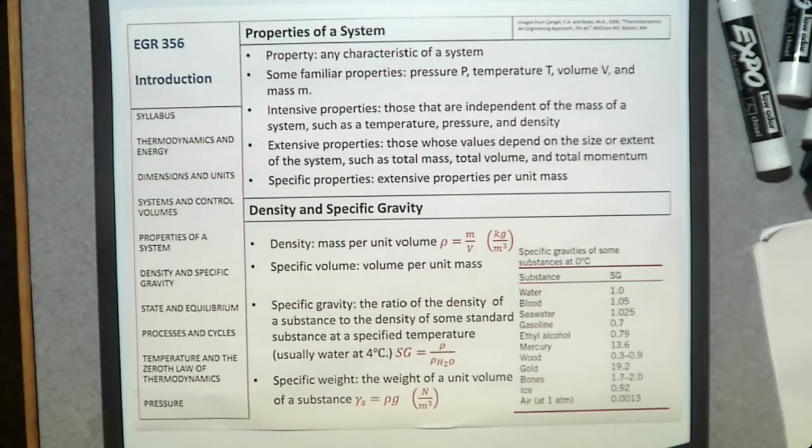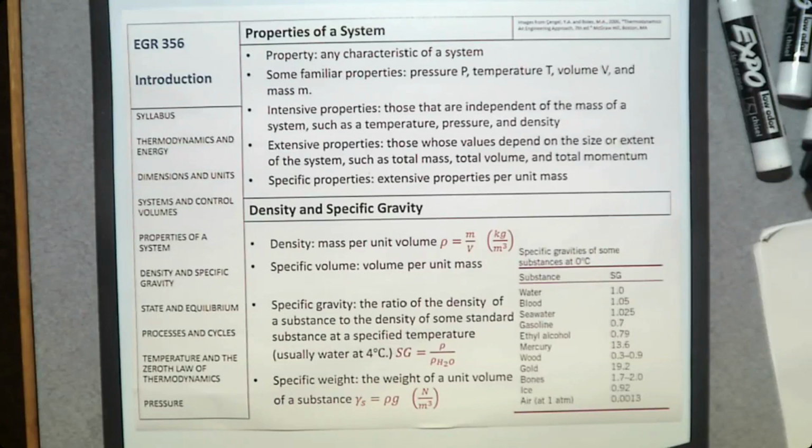Intensive properties are those independent of mass, such as temperature, pressure, or density, or any specific properties. How do we know whether they are intensive properties or extensive properties? You can simply try to divide that property by mass. If it makes sense, then it's an extensive property. If it doesn't make sense, then it is an intensive property.